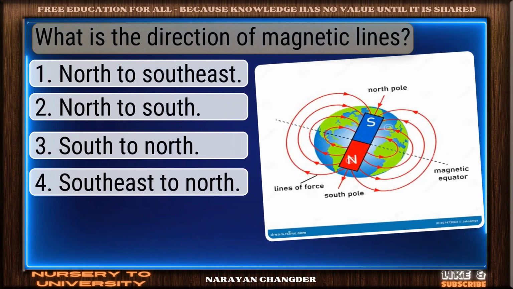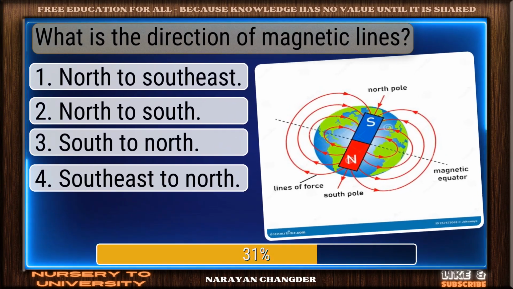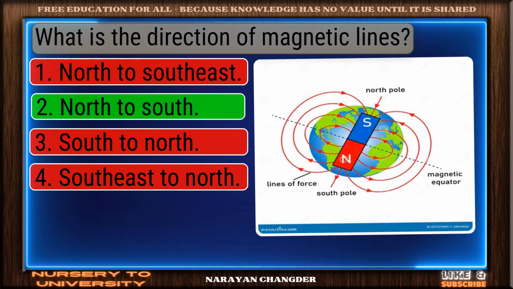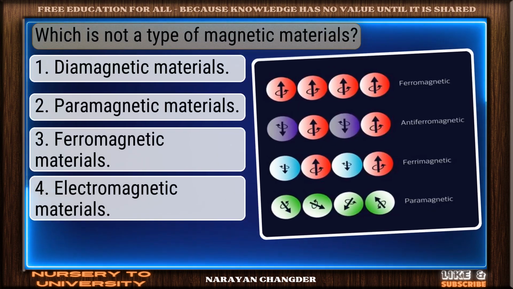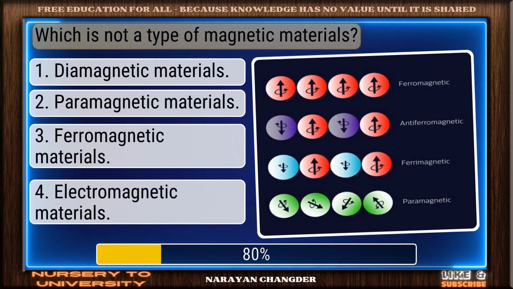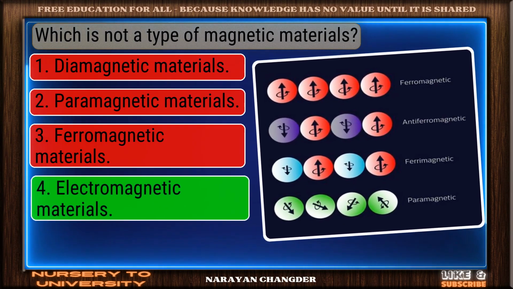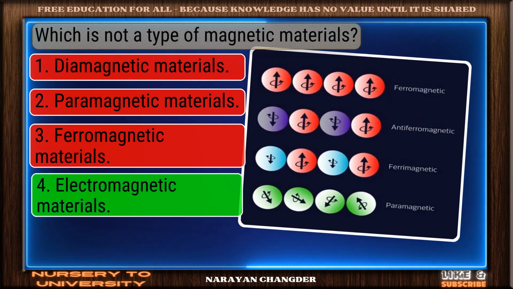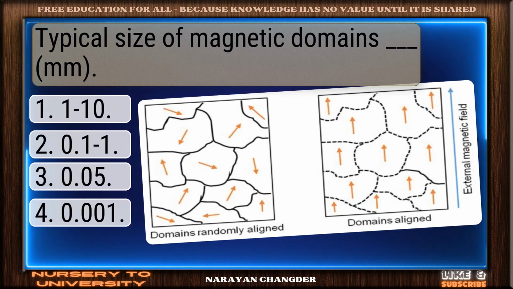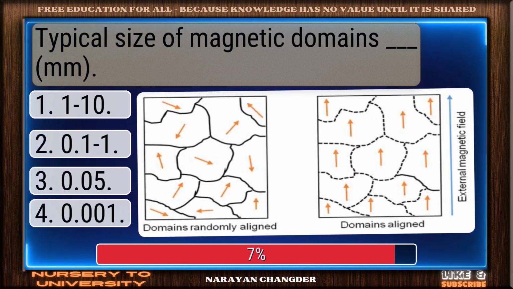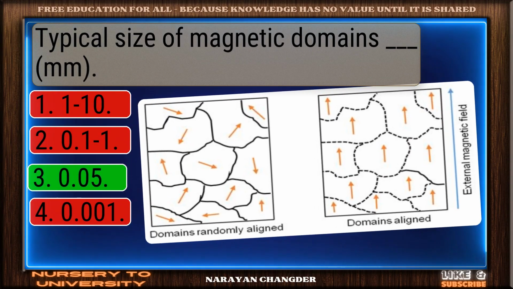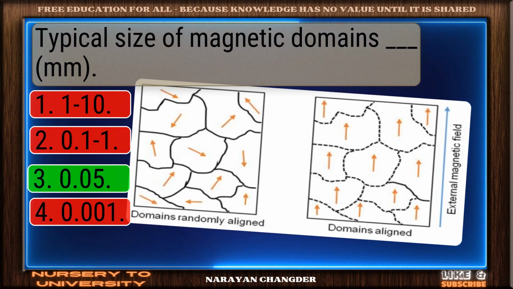What is the direction of magnetic lines? Perfect. North to south is the correct choice. Which is not a type of magnetic materials? Good job. Your answer, electromagnetic materials, works well here. Typical size of magnetic domains dash. Great job. 0.05 is the accurate answer.